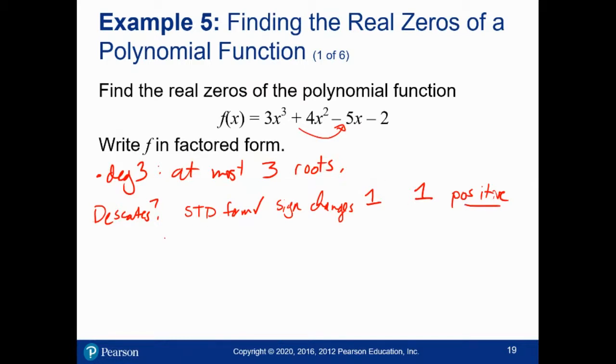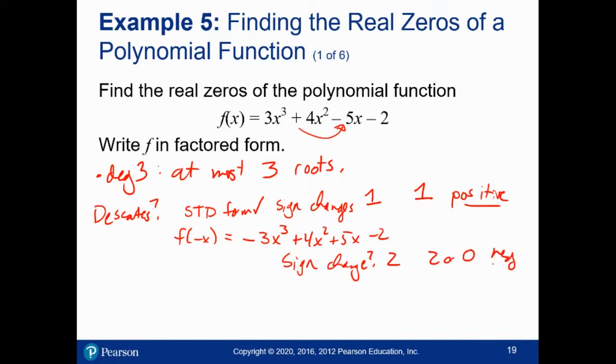All right. Let's compute f of minus x. And remember, the odd powers change and the even powers don't. So this becomes negative 3x cubed plus 4x squared plus 5x minus 2. How many sign changes? There are 2. So there are 2 or 0 negative roots.